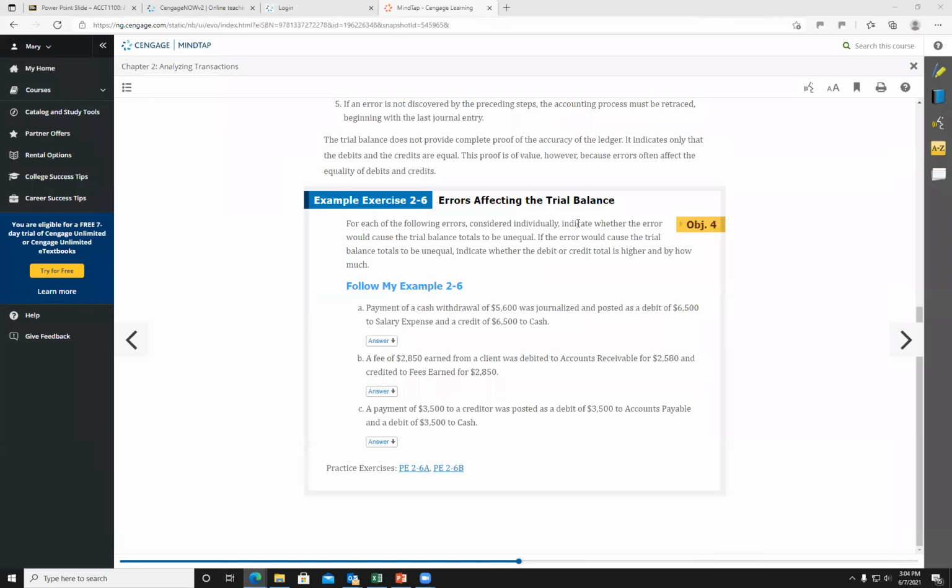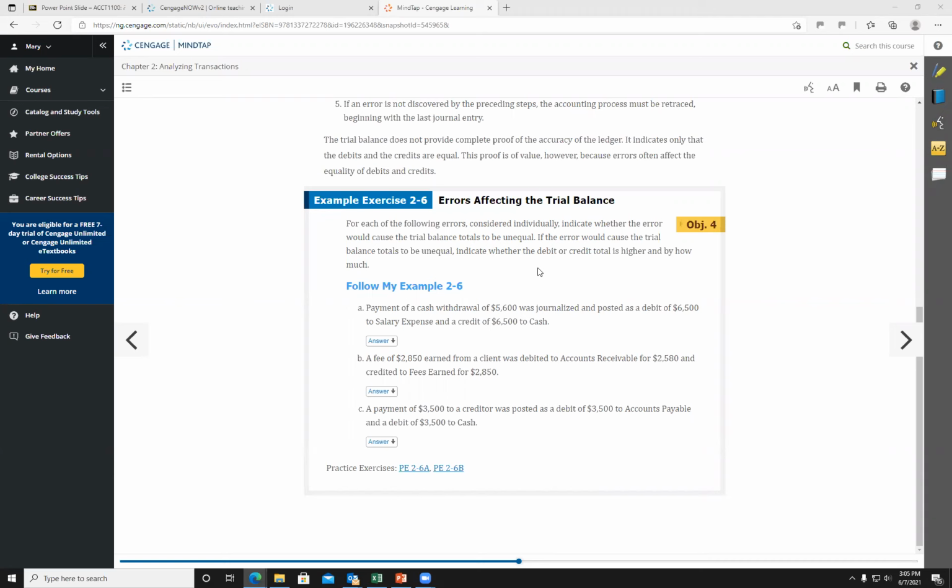Let's do some examples out of your book for some errors that are affecting the trial balance, okay? So for each of the following errors, consider individually. Indicate whether the error would cause the trial balance totals to be unequal. If the error would cause the trial balance to be unequal, indicate whether a debit or credit total is higher, and so on. So let's look at these individually and figure out what's causing it.